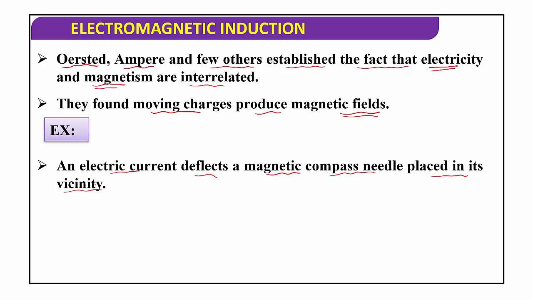When we keep a magnetic compass needle in front of an electric current, it will deflect that compass needle. What is the example here? An electric current deflects a magnetic compass needle when it is placed in its surrounding area or vicinity. Here, the magnetic compass needle is deflected because of the electric current. That indicates electric current is producing a magnetic field. Because of that magnetic field, the compass needle is deflected.